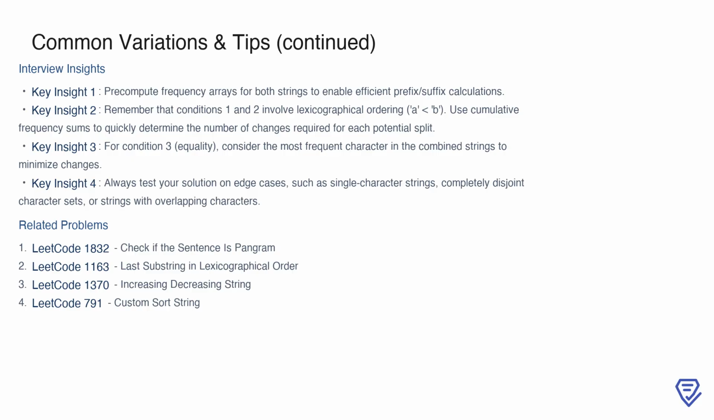Third, for condition 3, which focuses on equality, the optimal strategy is to identify the most frequent character in the combined strings. This minimizes the number of changes needed to make both strings uniform. Finally, always test your solution against edge cases, such as strings with a single character, completely disjoint character sets, or scenarios with overlapping characters. These tests ensure robustness and reliability. Additionally, exploring related problems like LeetCode 1832 or 1163 can help strengthen your understanding of similar challenges.